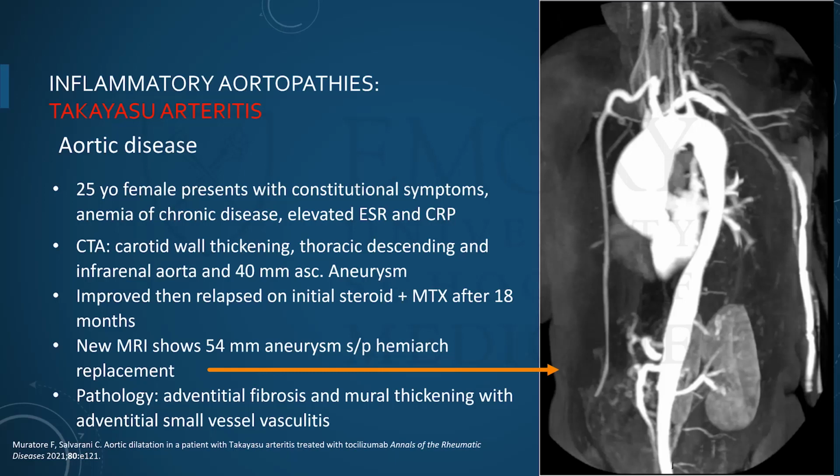At that point, the ascending aortic aneurysm was 40 millimeters in width. Her symptoms returned 18 months after therapy, and she was switched from methotrexate to tocilizumab. But she underwent an MRI that showed that the ascending aorta had significantly increased in diameter to 54 millimeters, and I have that pictured here. I also wanted to highlight how good of a tool MRI is in not only diagnosis, but monitoring. She underwent a hemi-arch repair, and the surgical specimen revealed adventitial fibrosis and mural thickening with adventitial small vessel vasculitis.